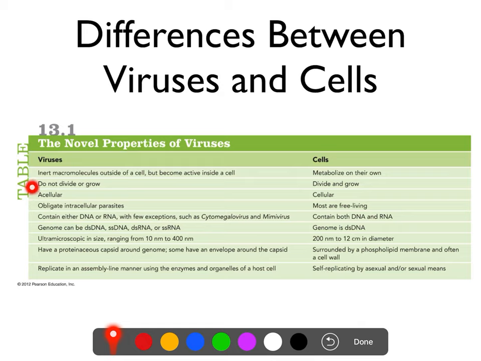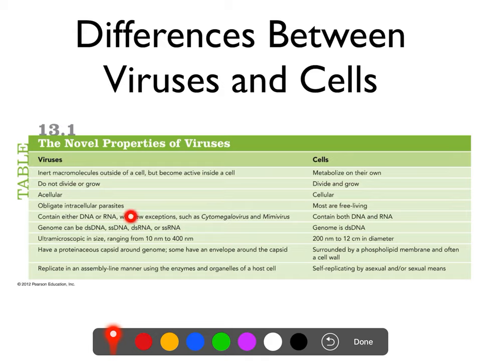Viruses do not divide or grow. Viruses don't get bigger. They don't make new viruses by splitting in two through mitosis or binary fission or anything like that. That's the way cells go. And obviously, viruses are not cells. All viruses are obligate intracellular parasites. Most cells are free living, though there are some cells that require living inside of other cells.